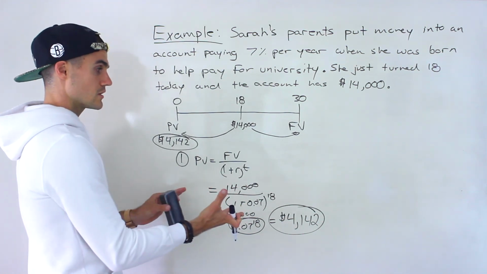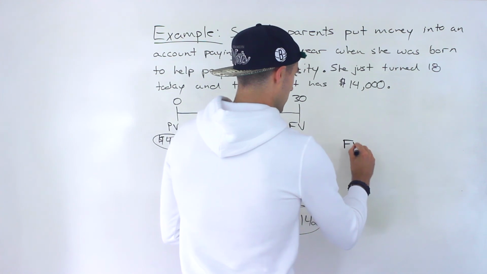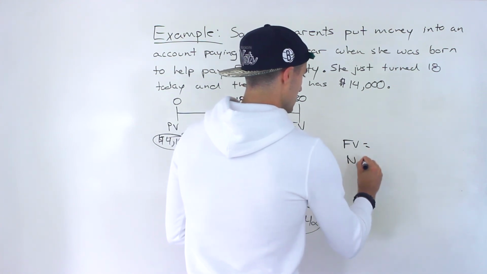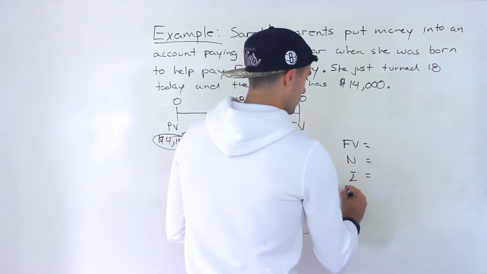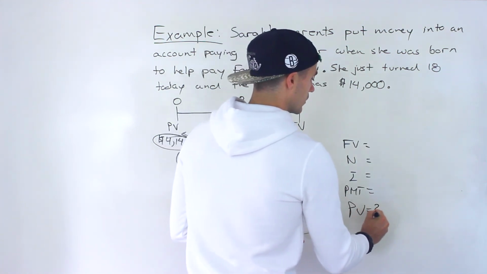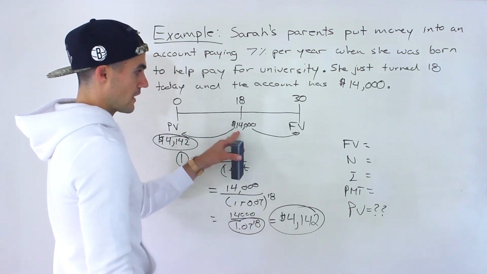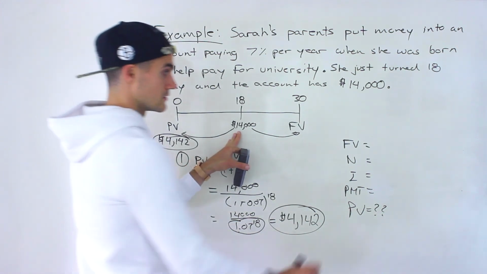Now, if you wanted to do this with the financial calculator, what would happen is you would input these amounts here and you'd be solving for that PV. So the future value is the 14,000.